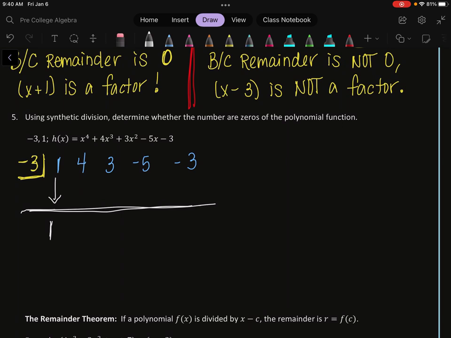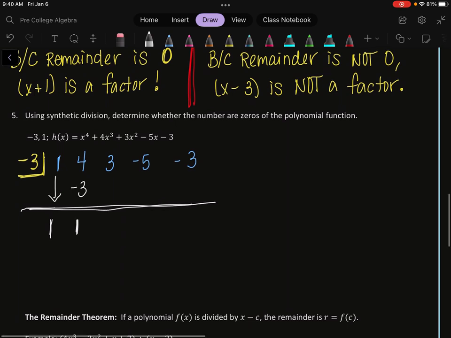So drop the 1. 1 times -3 is -3. 4 plus -3 is 1. 1 times -3 is -3. Okay, that's 0. 0 times -3 is 0. Then this is -5. And then -5 times -3 is 15. And -3 plus 15 is positive 12.